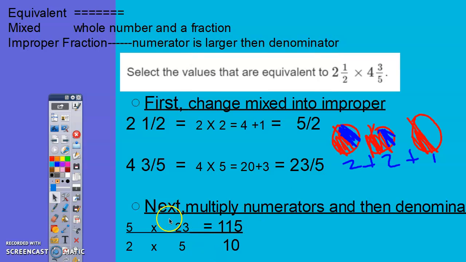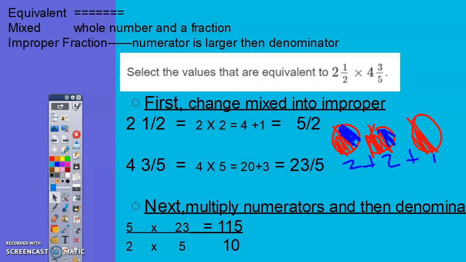So now what we're going to do is multiply our numerators, which are our top 2 numbers, and 5 times 23 equals 115, and 2 times 5 is 10. We check for the exact answer and we find that there is an answer that says 115 over 10, and we use that answer. But now we know that there's got to be more than one answer.